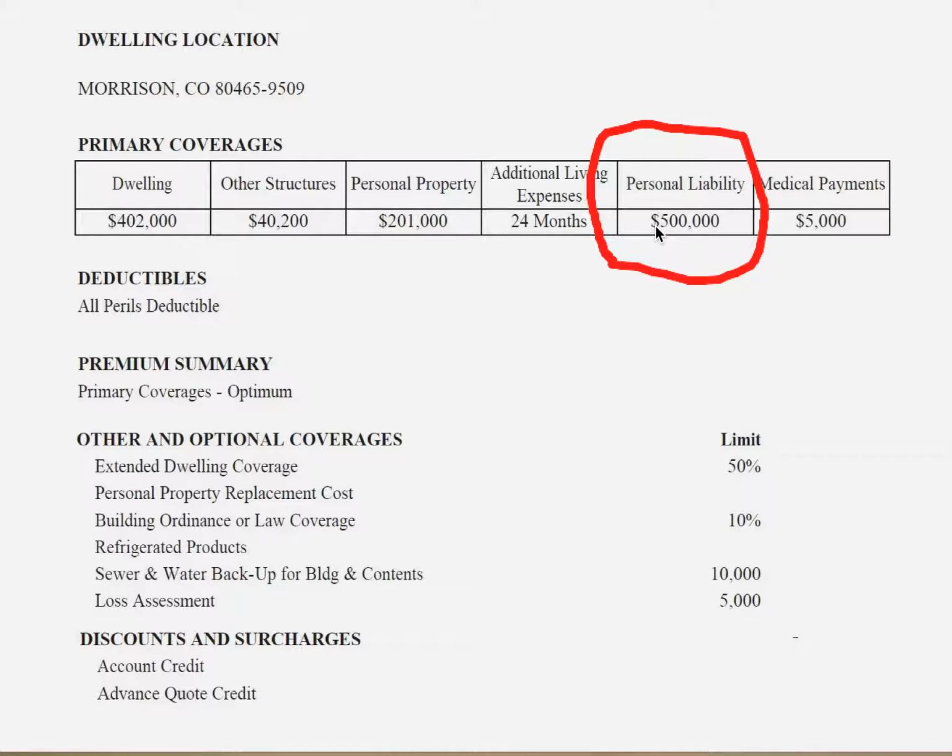Now, going back to my statement about renters and condos, you're in very close proximity to other units when you're renting or in a condo. Let's say you accidentally set your unit on fire and it burns 2 other units. Your personal liability is going to kick in and pay for that. Probably the most important coverage on your renter's policy. So, pretty important coverage there.